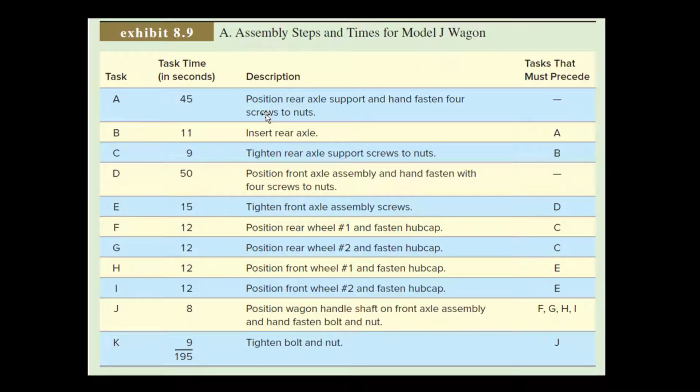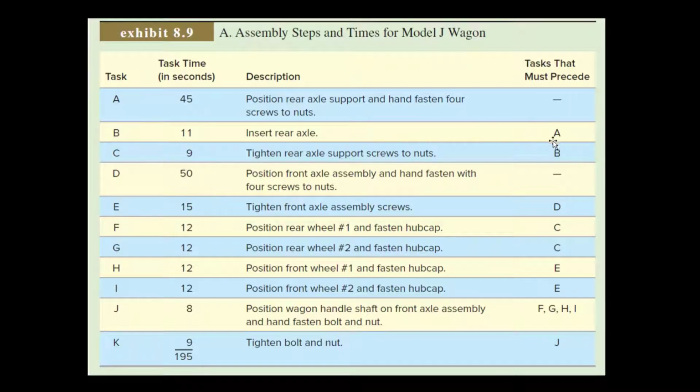For example, task A is positioning rear axle support and hand fastening 4 screws to the nuts, etc., which takes 45 seconds, and it can be the starting task. Similarly, task D can also be a starting task as no precedence is mentioned, and it takes 50 seconds. This is the task: position front axle assembly and hand fasten the 4 screws and nuts. So like this, the description of each task is given.